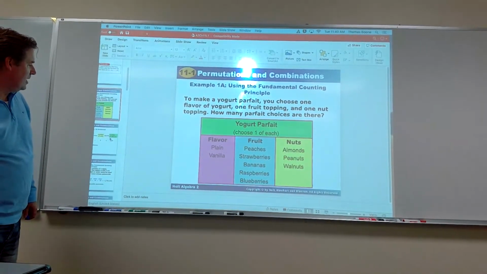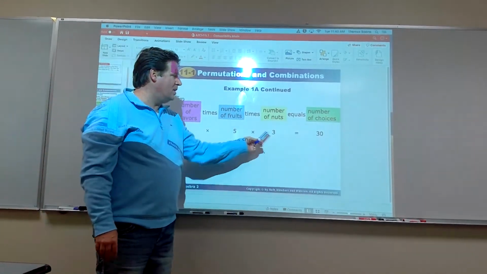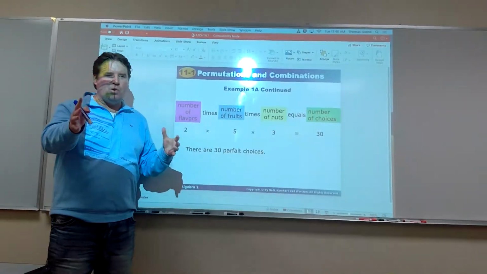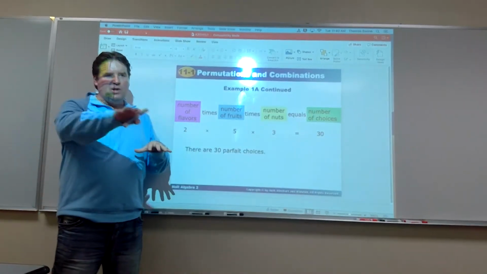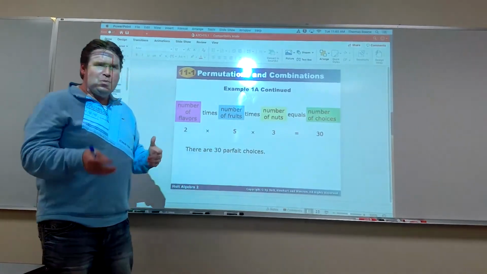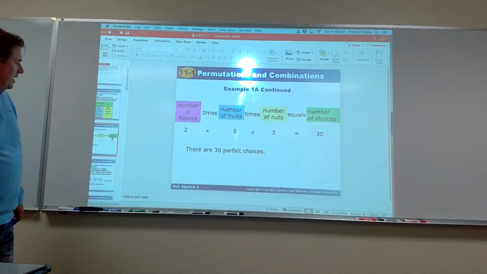So if we look at this, we take the number of flavors, 2, the number of fruits, 5, and nuts, 3, and multiply them together. There's 30 choices. You've done stuff like that before at younger levels, where you did tree diagrams and then counted up how many there are. We're just going to get into the math. If it helps you to do those tree diagrams, feel free to do that as well. We're just going to multiply those out.